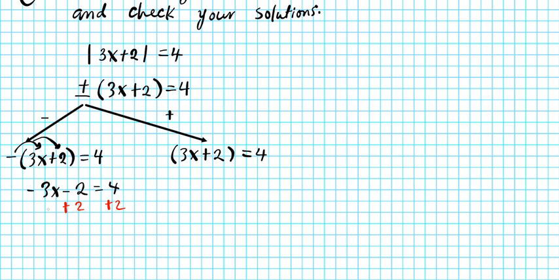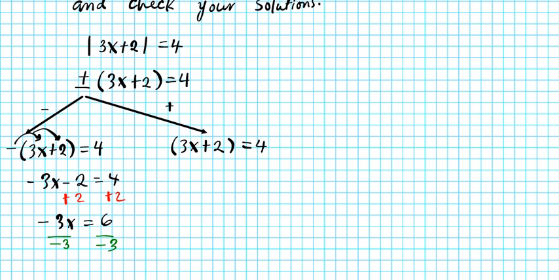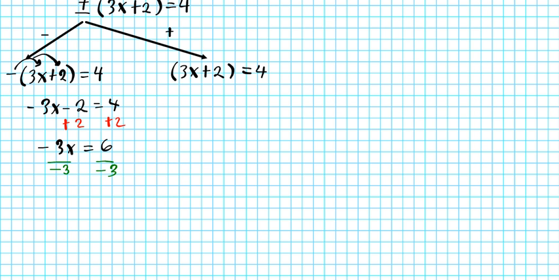And then you have negative 3x equals 6. And then we divide both sides by 3. I'm sorry, divide by negative 3. Divide by negative 3 to get x by itself. So you're going to end up with x equals negative 2. That's your first solution.